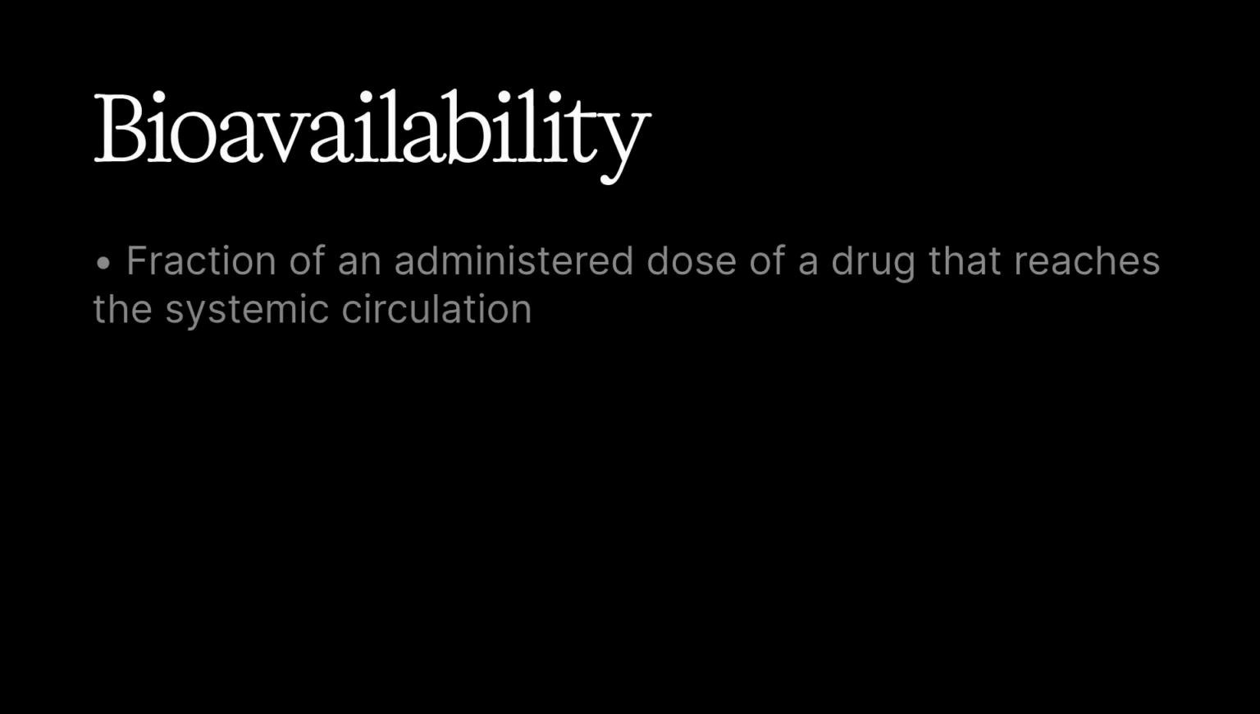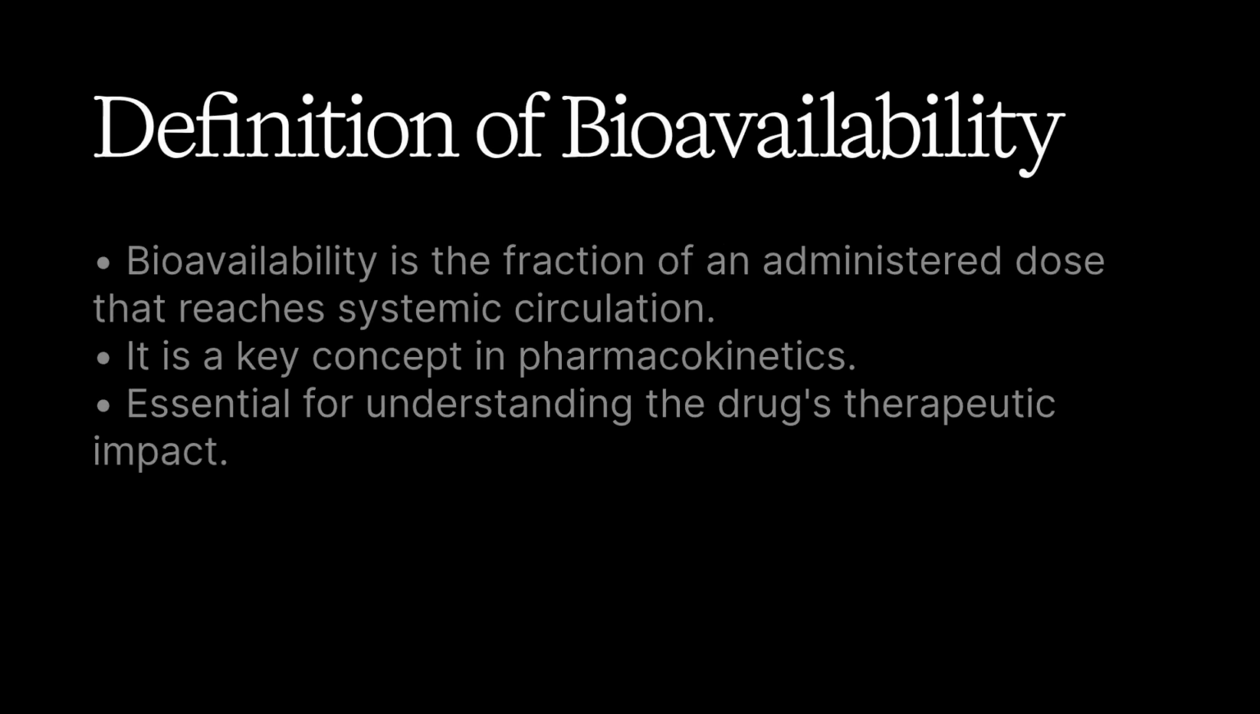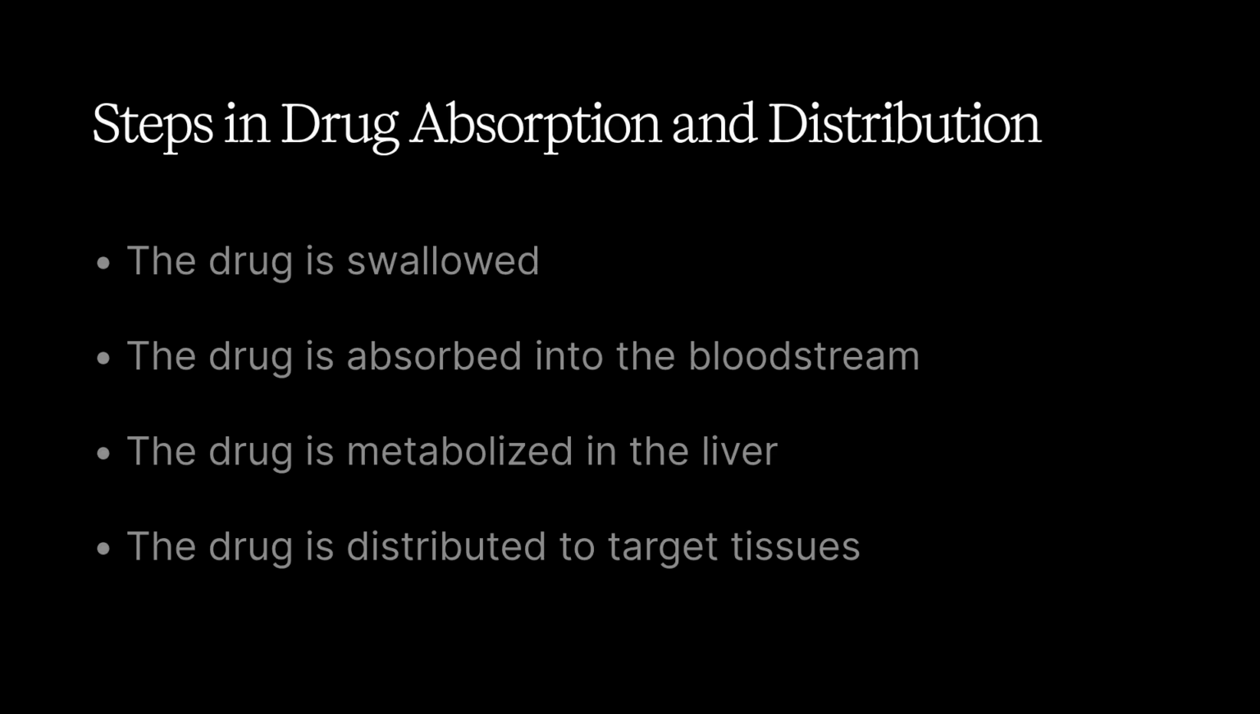The fraction of an administered dose of a drug that reaches the systemic circulation is known as what? The answer is bioavailability. Bioavailability is the fraction of an administered dose of a drug that reaches the systemic circulation unchanged.